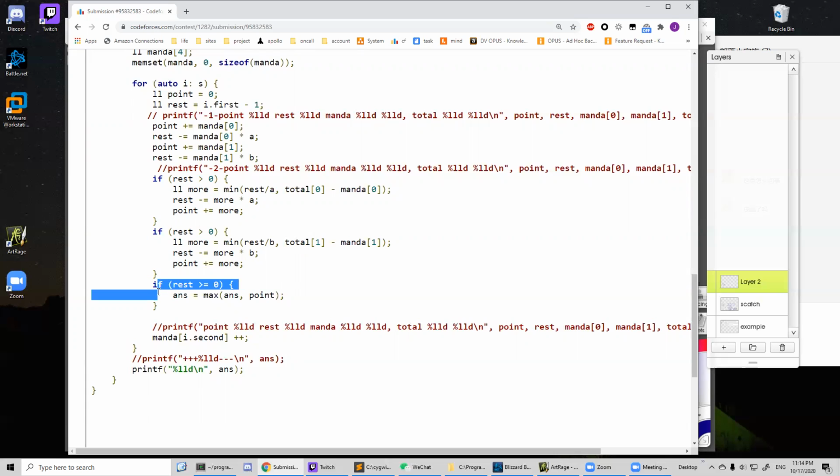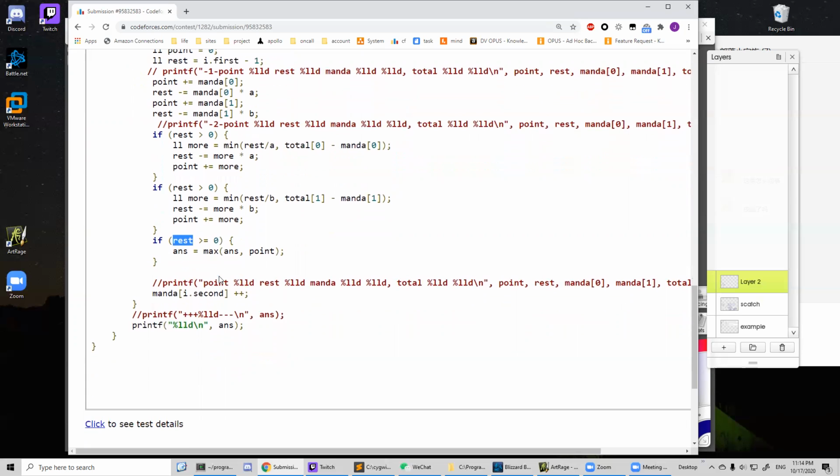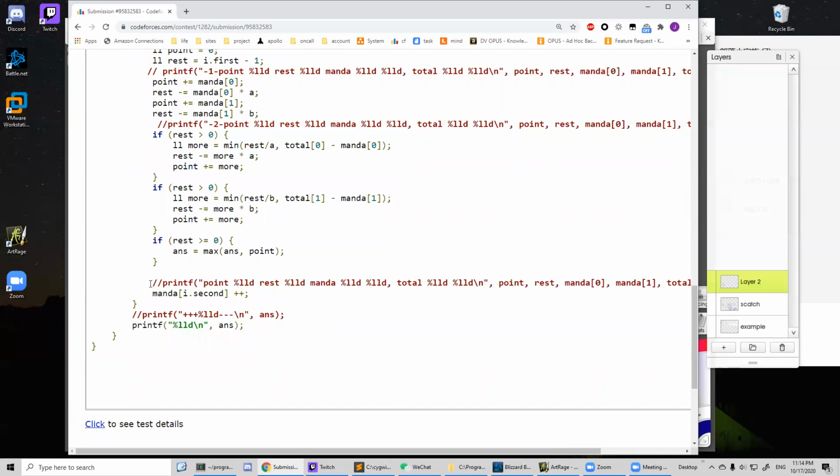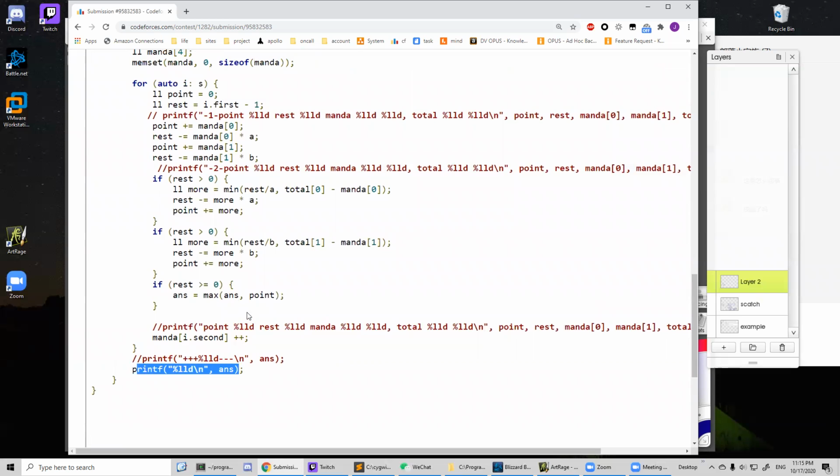And then we are going to check if the rest is bigger than 0. That means if we can solve all those mandatory problems, right? If we cannot solve all those mandatory problems, we are going to have 0 points, right? But if we can, that means we can update our answer. And we are going to make sure we add the current mandatory problem into our counter, right? And in the end, we are going to output the optimal answer.